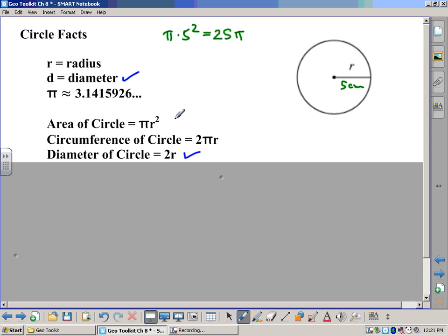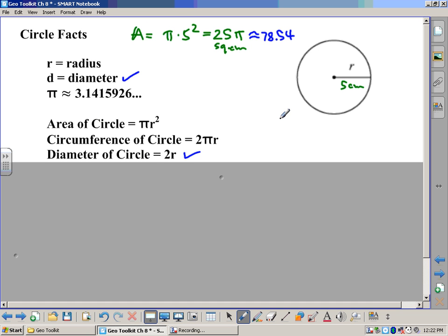If we were to take our calculator out now and take 25 times pi, and remember to use the pi button there, you actually would get 78.54. So keep in mind what's written here in green is pi form. This is decimal. It's an approximation. Okay, and as always, make sure you use units. So this would be square centimeters because we're talking about area here.